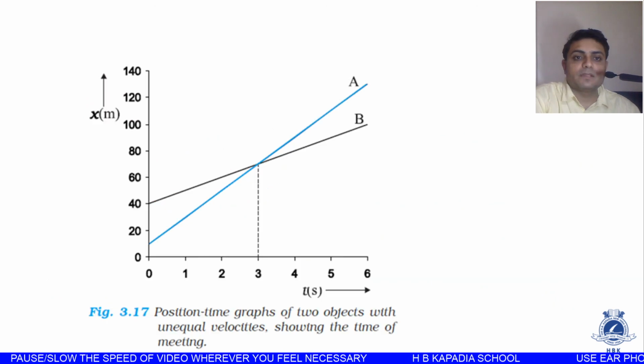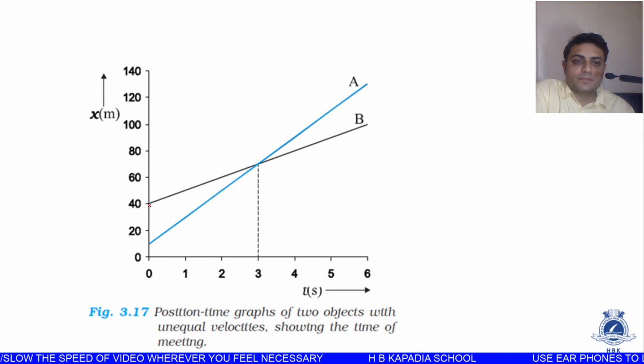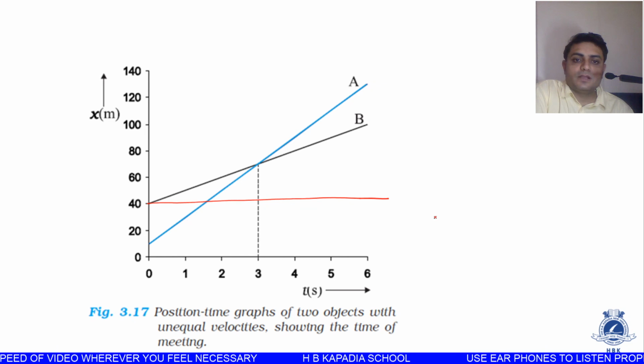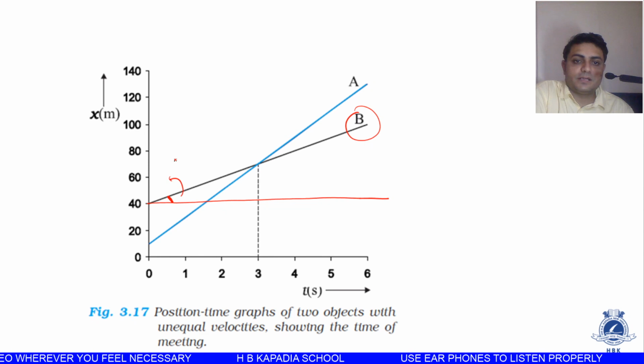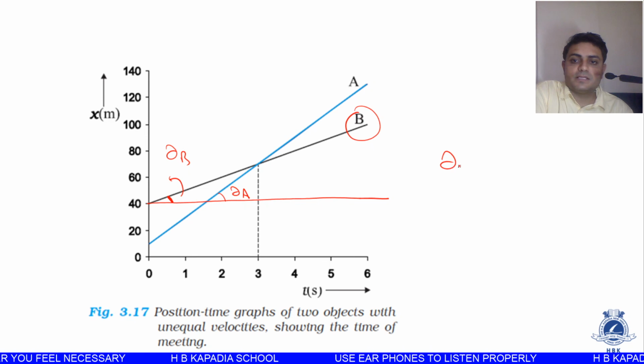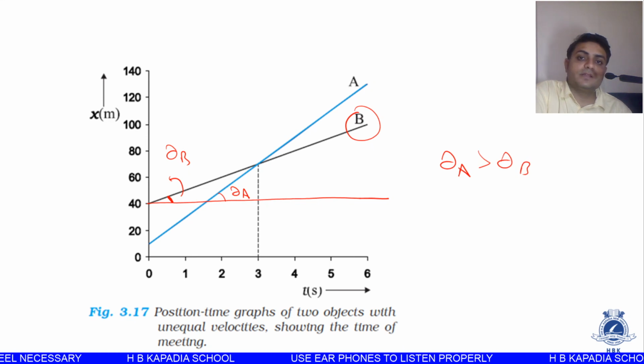Okay, so see this graph. In this graph, if we find out the specific angles, I have drawn a horizontal line, which will give two angles. This is the angle for B, we can say this is theta B. This is theta A. So it is clear from this figure that theta A is greater than theta B.